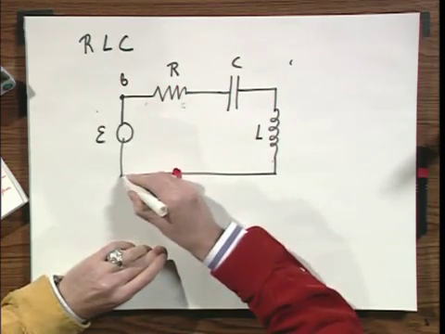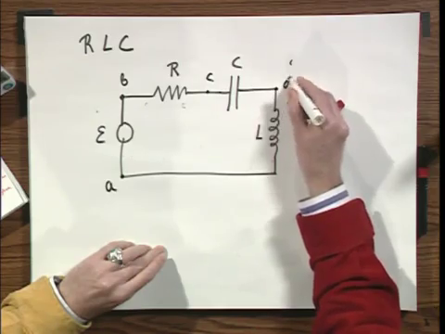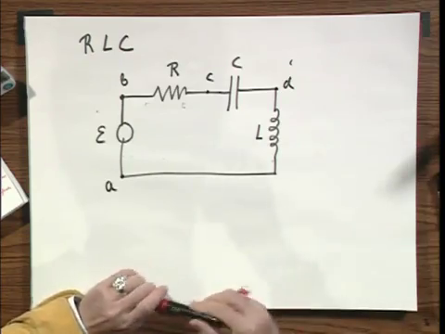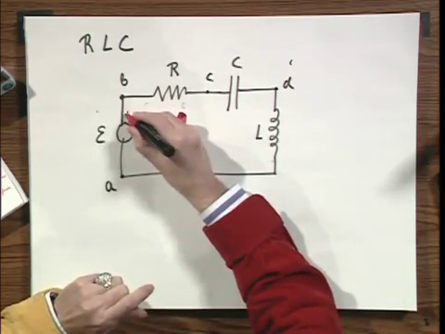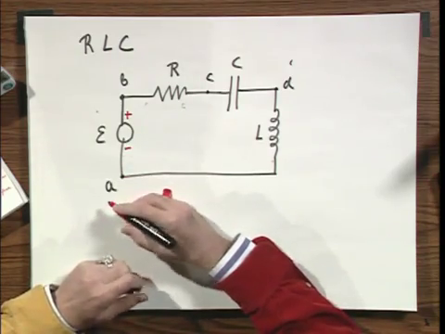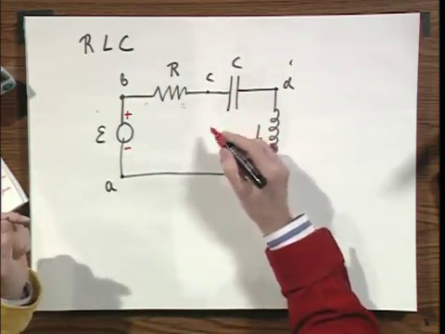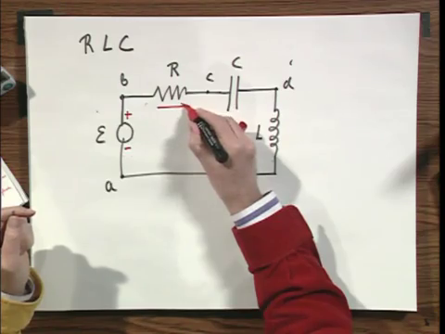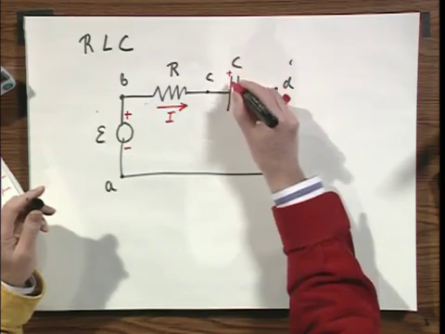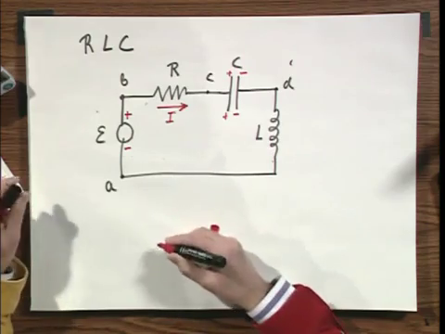Let's call this point B, A, C, D, back to A. The way I start these problems always, and there's nothing wrong with that, I assume at one moment in time that this is positive and this is negative. I assume that there is no charge anywhere on this system, on the capacitor, and so a current will start to flow after a while, I. That current will charge this side of the capacitor positive and this one negative, and it will return.